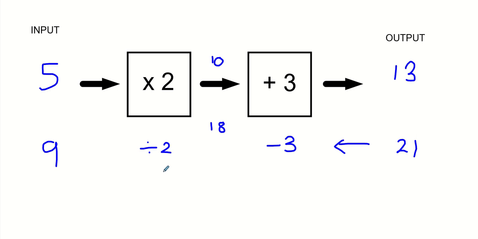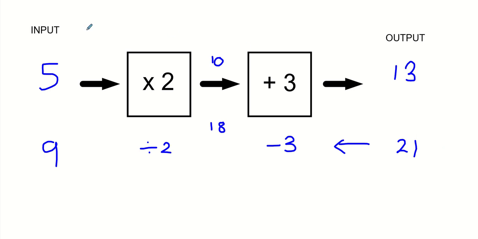In these sorts of questions, it's always useful to make sure that your calculations work if you were going forwards through the machine. So just double checking, 9 times 2 is 18, then 18 add 3 is 21. If your calculation doesn't work, you know you've made a mistake, so go back and check all the calculations.